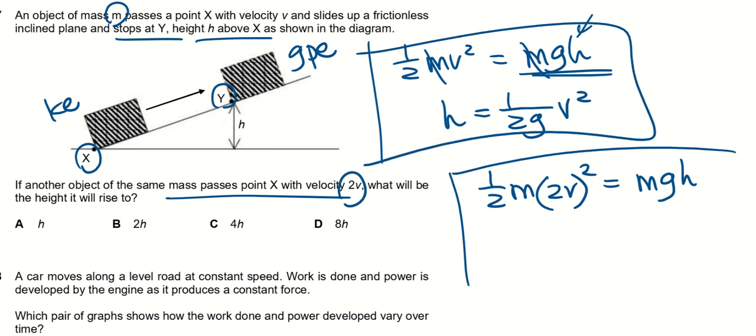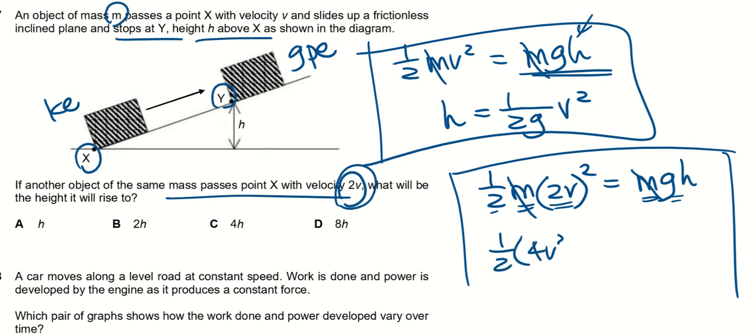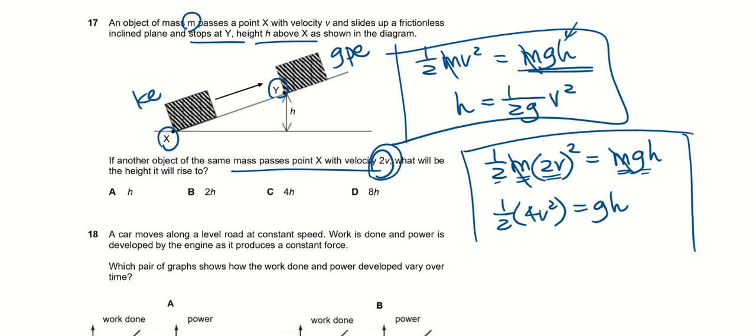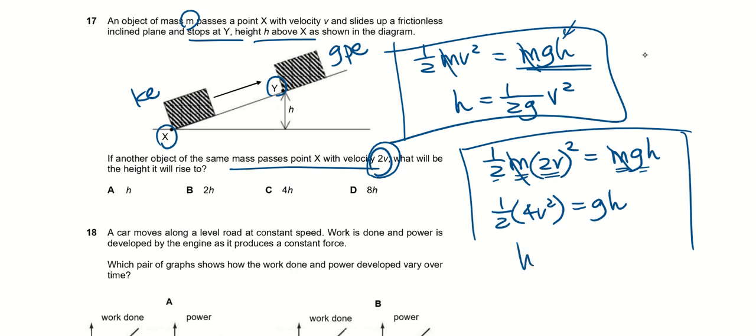I'm dealing with the second case now. Okay, nothing has changed. The mass remains constant. We still have half, we still have the same g, but the velocity that it was originally at has now become 2v. Yes, so we see that the mass can cancel out, and I will have half multiplied by 4v squared, right? I bring in a square and I have my g and my h. Okay, so I try to make h the subject of the formula again. So I have 1 over 2g, and I bring my v squared and I take out my 4.